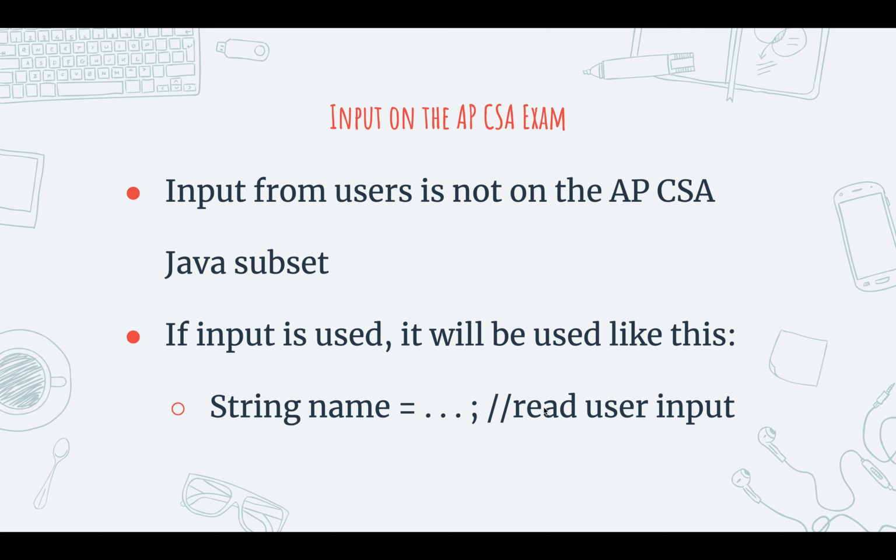So if input is ever used, it will look like this: String name equals ... semicolon reads user input. Now, if you put this in a Java compiler, obviously it's not going to work, because you're not putting any programming language. You're just telling the person looking at that piece of paper with that program that there is going to be some sort of algorithm that allows for user input here, although they don't want to put that there. So that's how it's going to look. Some input is going to be put by the user on the AP CSA exam. So they're not going to utilize the method that we used. It's just going to say ... semicolon reads user input.